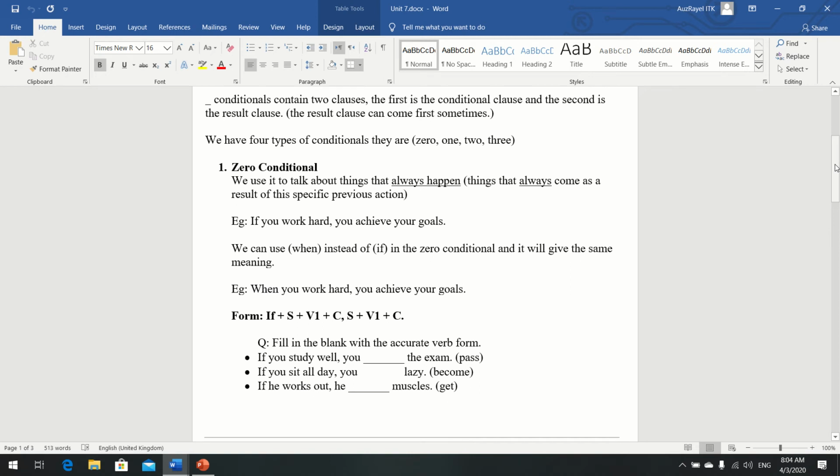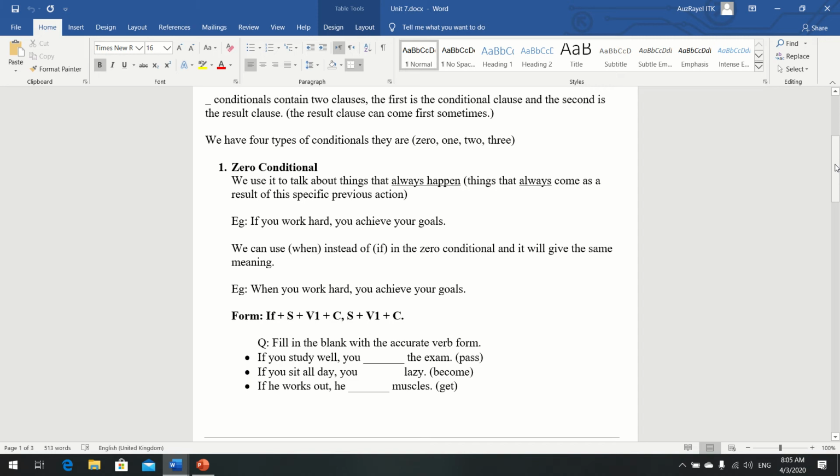Okay, the first is the conditional clause or the if clause, and the second is the result clause. Okay, the result clause can come first sometimes. That doesn't mean that we always have to put the if clause at the beginning. Sometimes we can put the result clause at the beginning of the sentence.